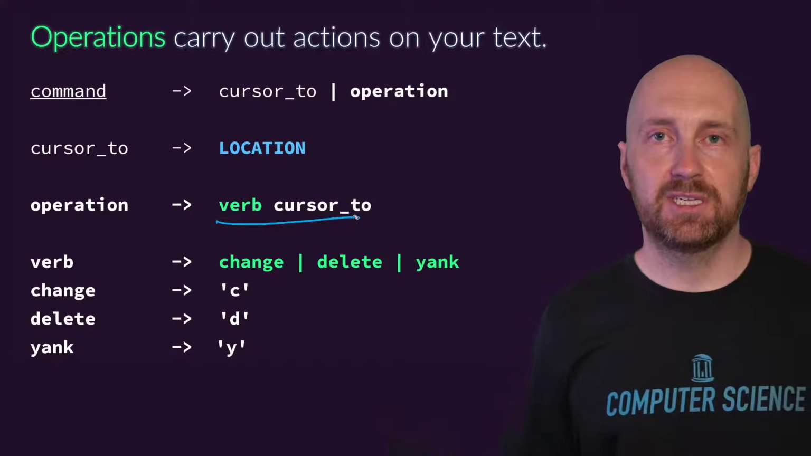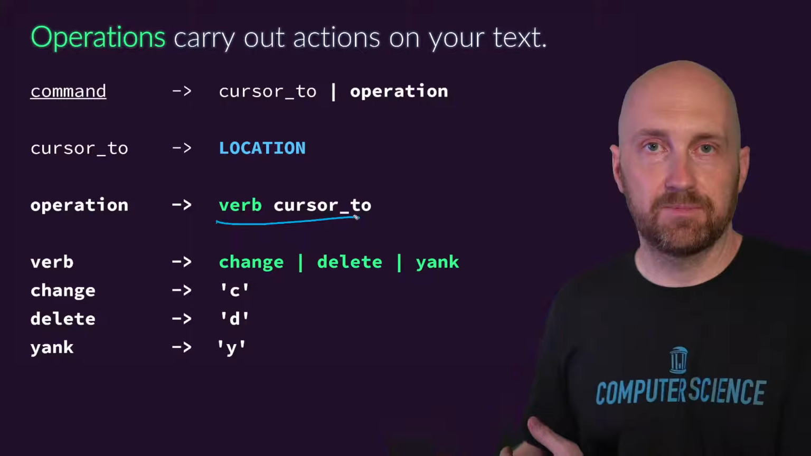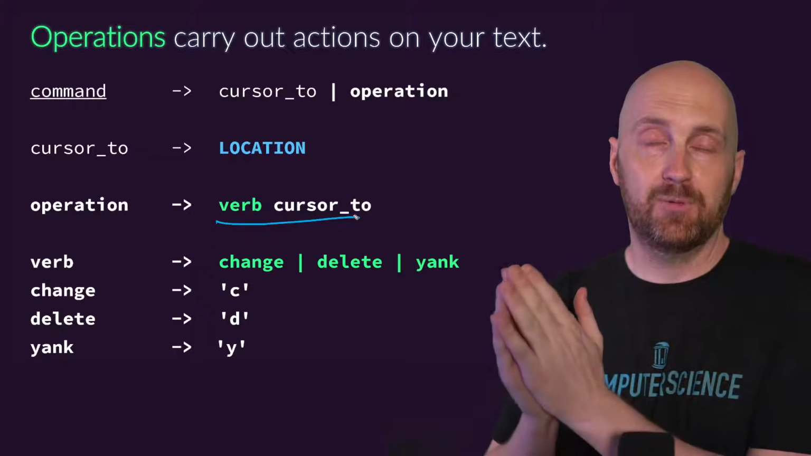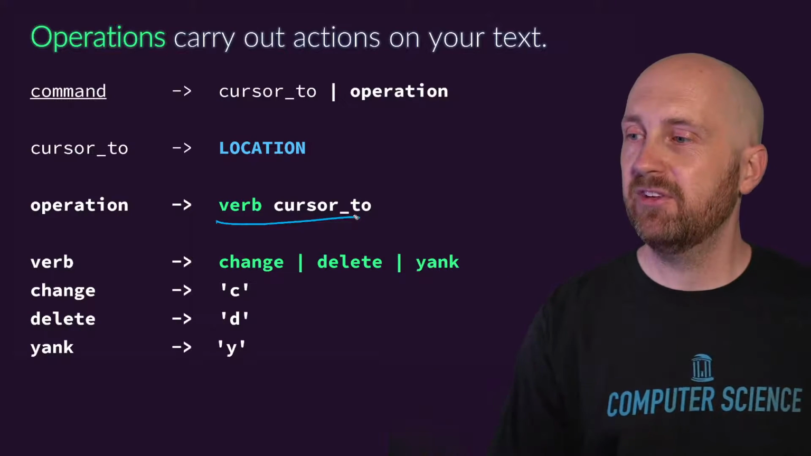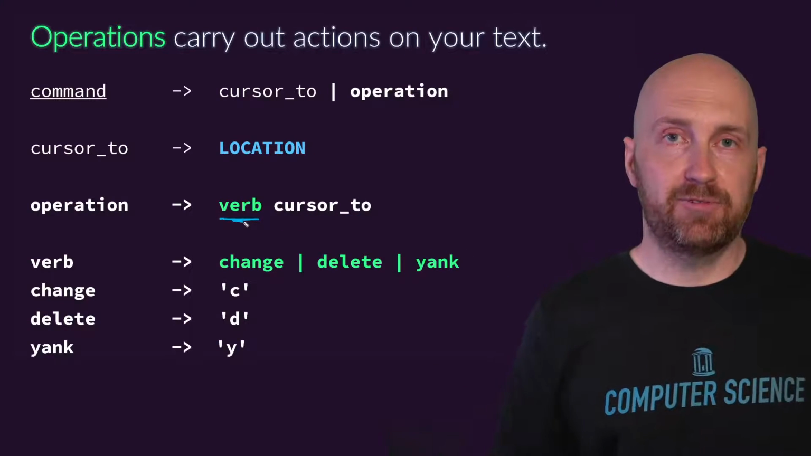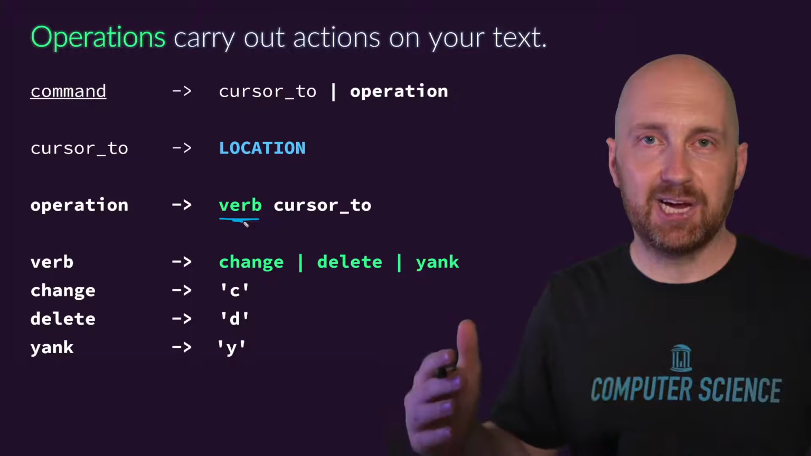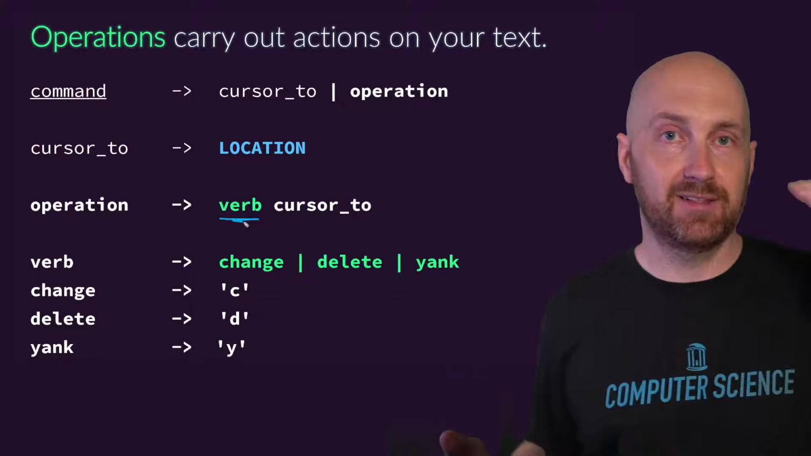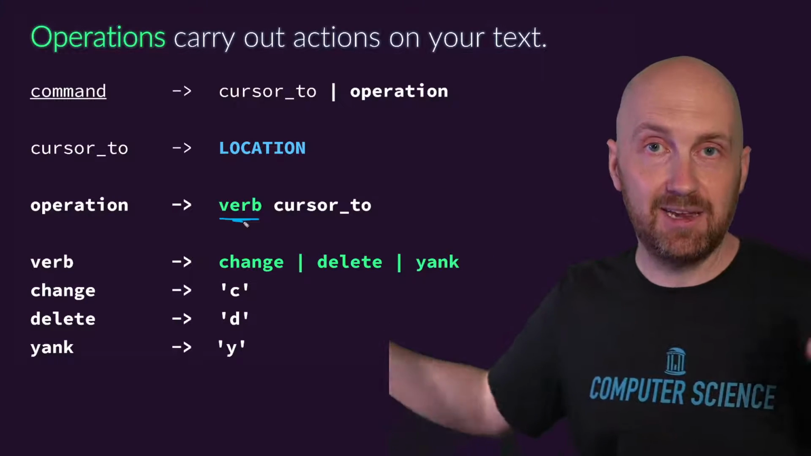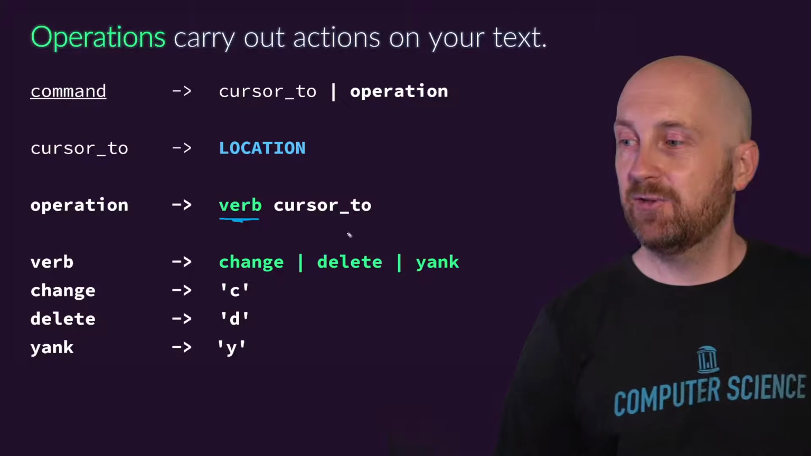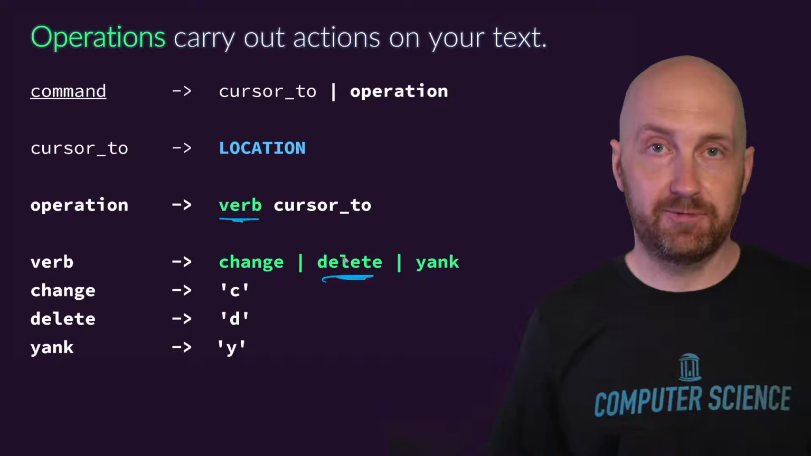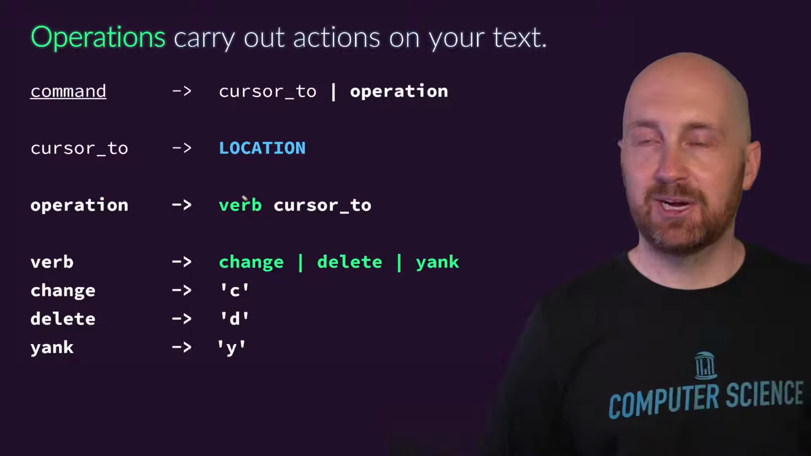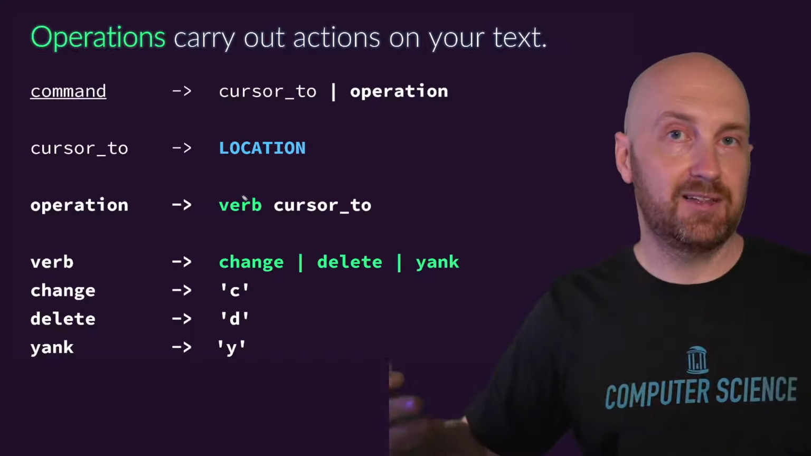One operation is going to be a verb followed by a cursor to. Cursor to is what we just looked at. That's what says, hey, go from where my cursor currently is to some other location. So putting a verb in front of it means we're going to carry out an action from where our cursor currently is to some other place. Like if we wanted to delete from where our cursor is to the end of a line, we'll see a way of doing that by using the delete variation of a verb, and that's going to be the D terminal, right? So we can say D followed by cursor to end of line, which is the $ symbol, right?